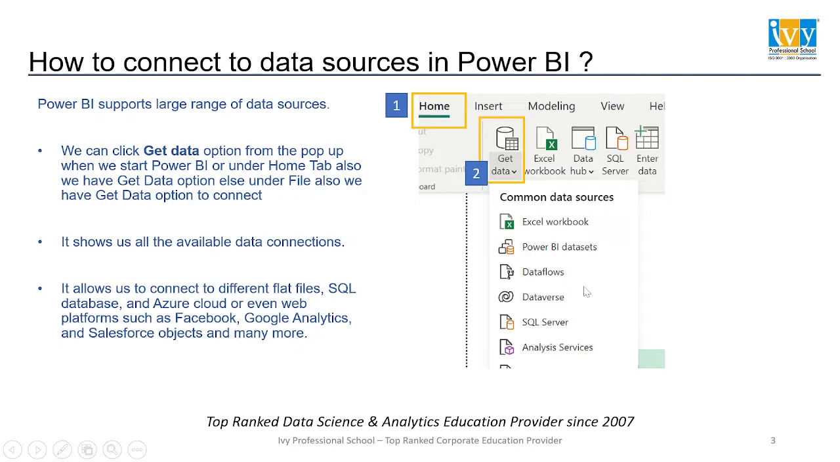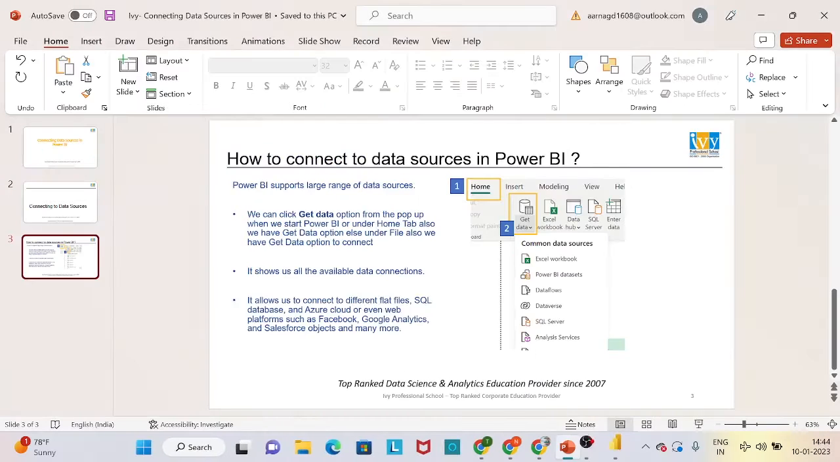Now Power BI allows us to connect to different flat files like Excel, CSV, PDFs, JSON files. Then it allows us to connect to different SQL databases, Azure databases, Azure Cloud, web platforms like Facebook or Google Analytics, and even SaaS or cloud services or cloud datasets from where we can download datasets from cloud services like Data World. So let's practically see how we connect to different data sources in Power BI.